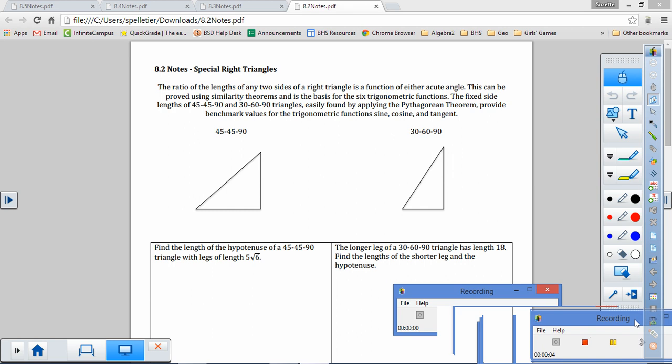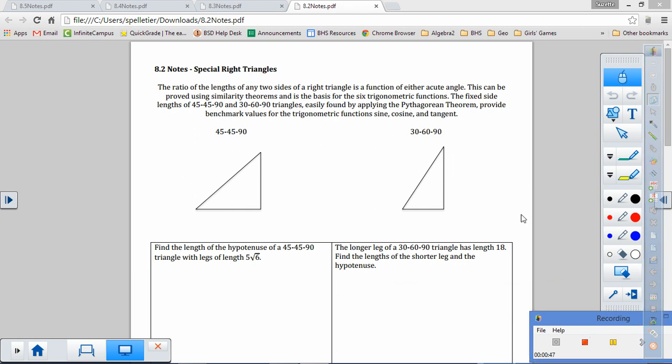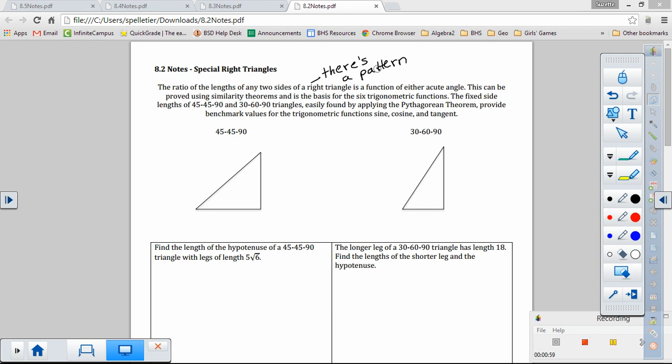Just to begin, if you look at the very top of the page, it says the ratio of the lengths of any two sides of a right triangle is a function of either acute angle. So essentially what they're trying to say is that the sides of a right triangle, these two in particular, have a relationship with each other. There's a pattern that is happening. That's essentially what that first sentence is telling you, okay? So maybe you might want to make some note on there that really this is just telling you there's a pattern. Okay, so there is going to be a pattern happening here.